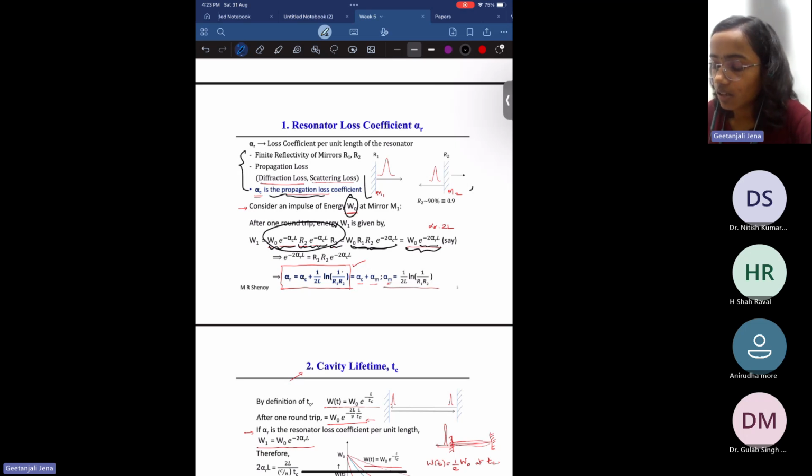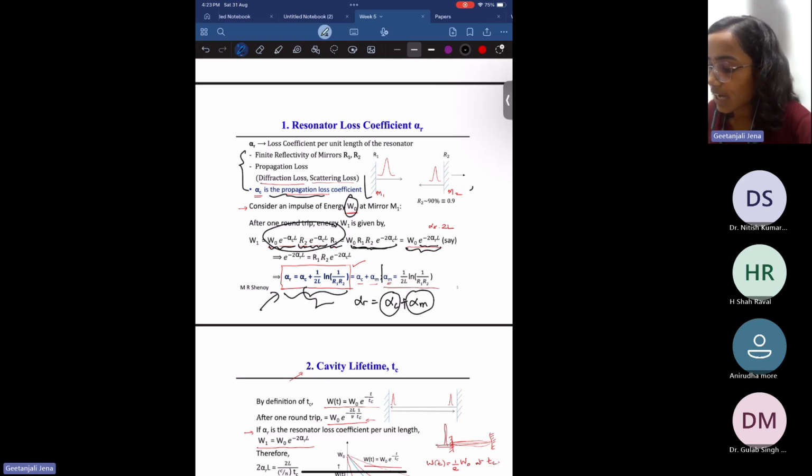Now you just have to take the logarithm on both sides. From that you can easily see the relation between the total loss coefficient per unit length of a resonator, the resonator loss because of the reflectivity, as well as because of the propagation loss. So here alpha R is nothing but alpha C plus alpha M. Remember the contribution of each term. Alpha C is the propagation loss coefficient.